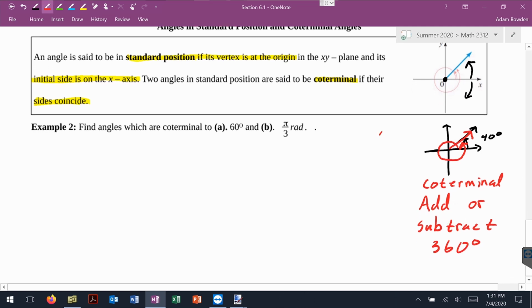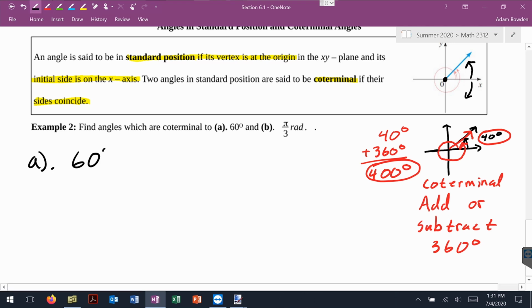So in this case, if I was to take 40 degrees and add 360 degrees, I'd come out with 400 degrees. So 400 degrees and 40 degrees fall in the same location as coterminal angles.